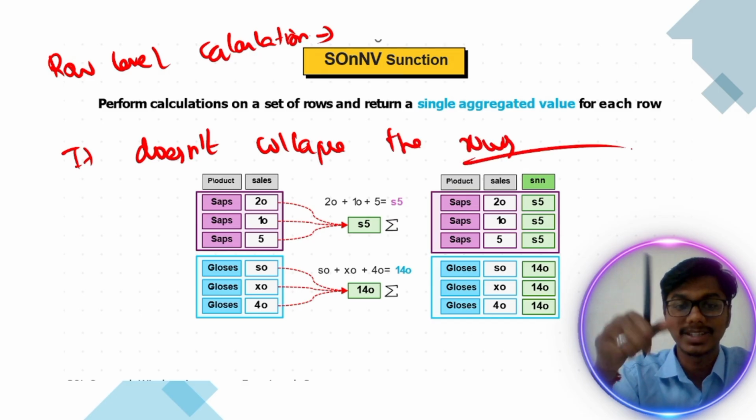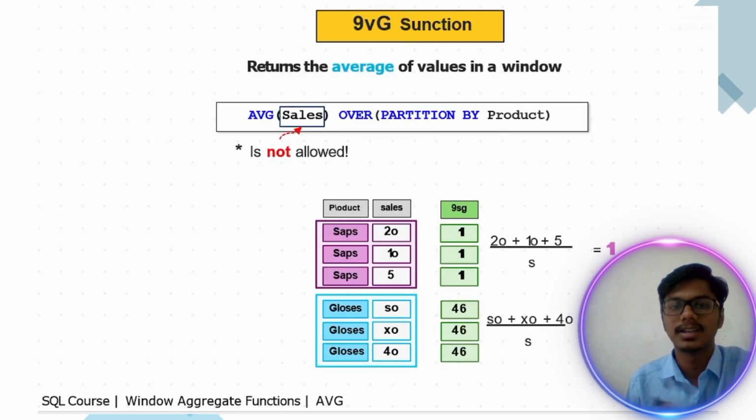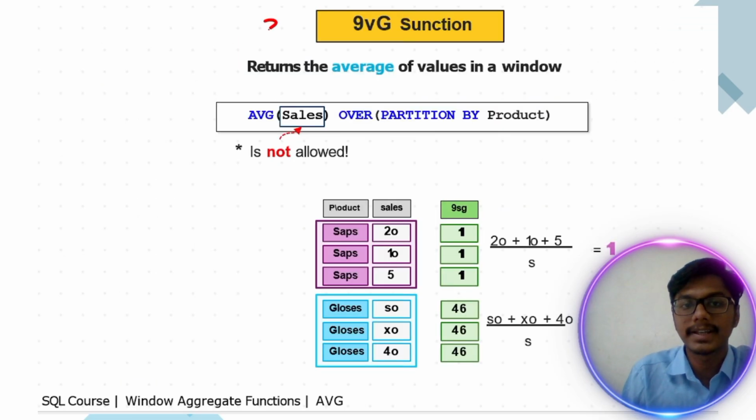It doesn't collapse the rows. That's the main intuition of the row level calculations, right? So now let's discuss the third aggregation function, which is called the average.